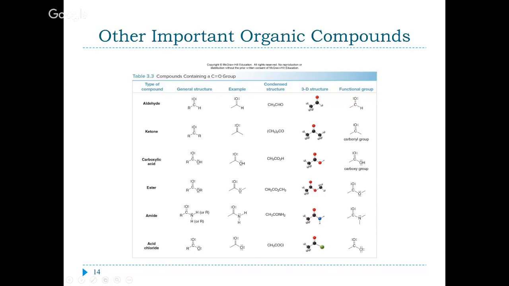Then we have amides. So we have our double bond O, and then that's going to be connected to a nitrogen. It can either have hydrogens or it can have other carbon groups coming off of it. Amide bonds are very important because this is your basic building block for your proteins in your body. So you have repeating units of a C double bond O N to another C to a C double bond O N, repeat, repeat, repeat, we get polypeptides. And then we have acid chlorides, which are used in synthesis of other compounds.